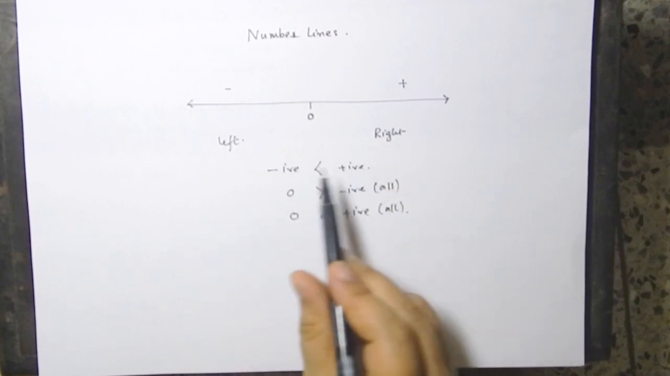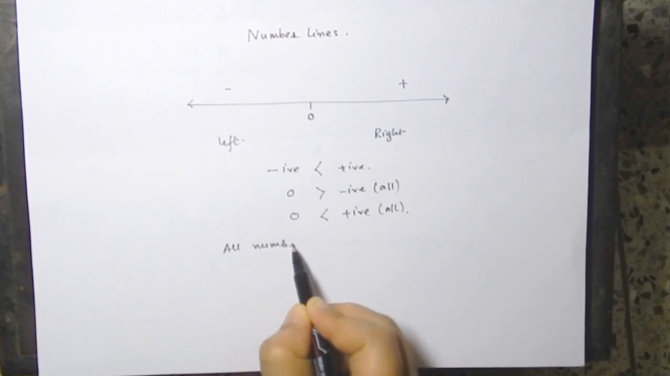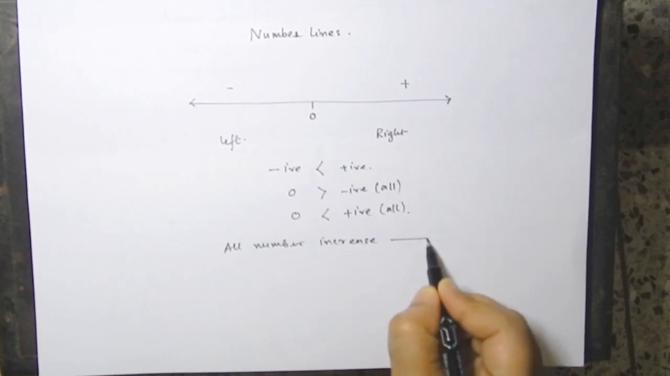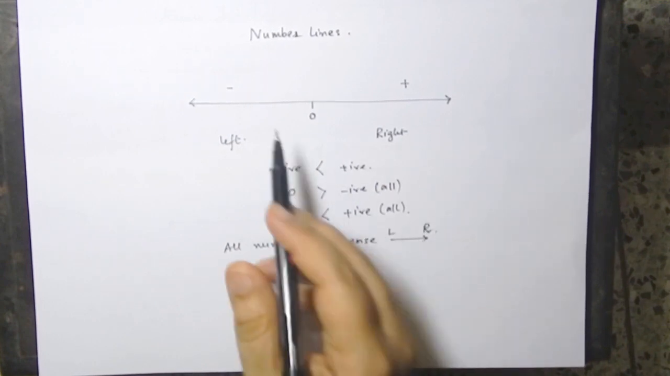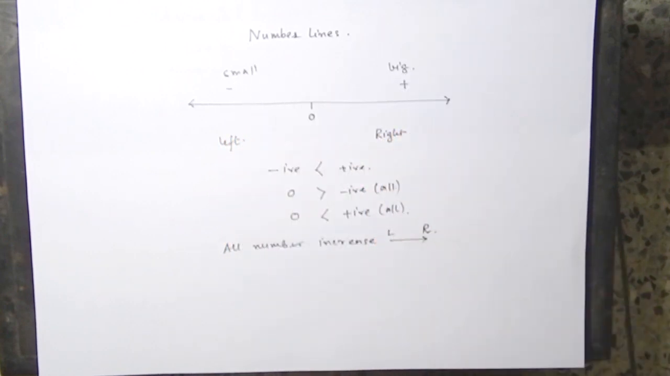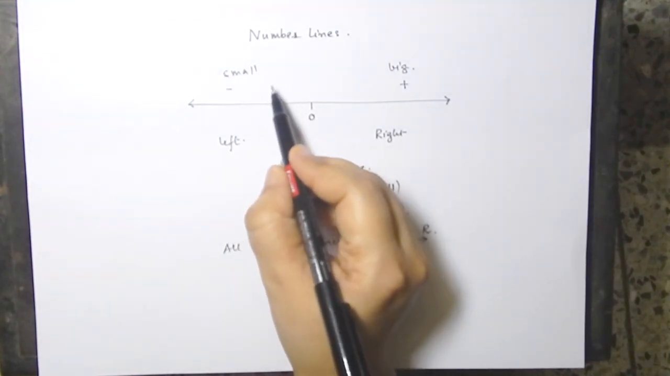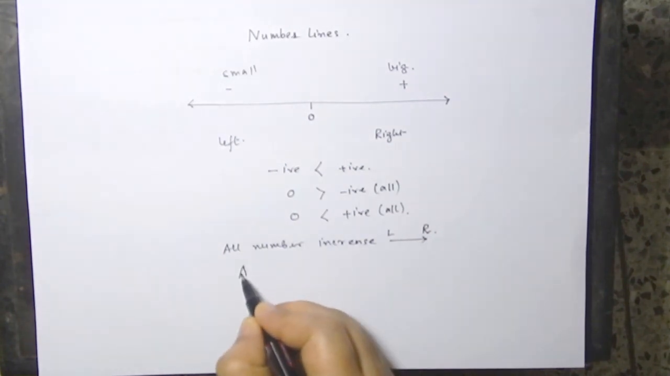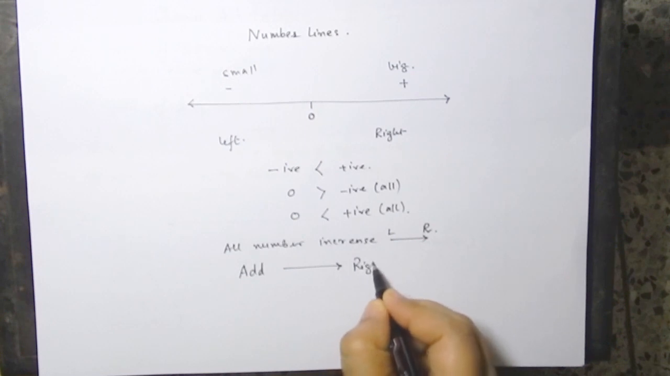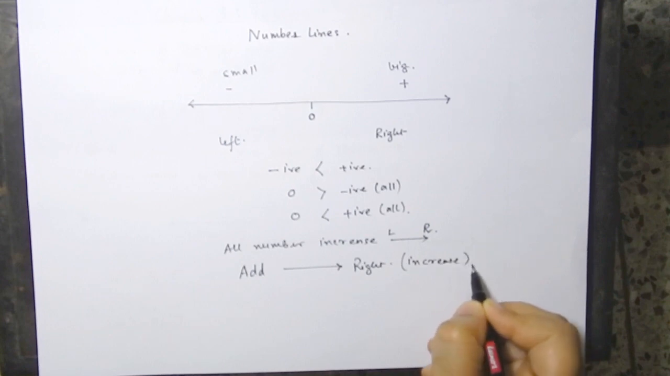So from this you can get an idea that all numbers increase from left to right. So all small numbers are on the left side and all big numbers are on the right hand side. So if we have to increase the value of a number by adding, then we will move towards the right because it is going to increase. So if you want to increase, you are going to move towards the right.